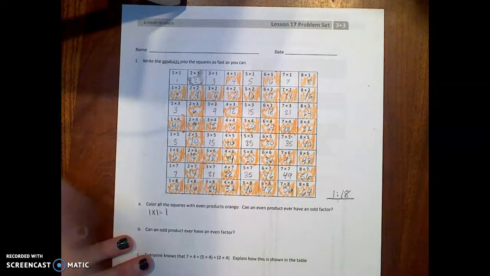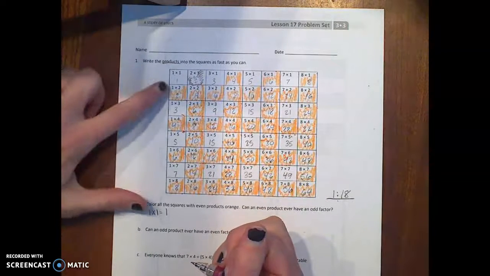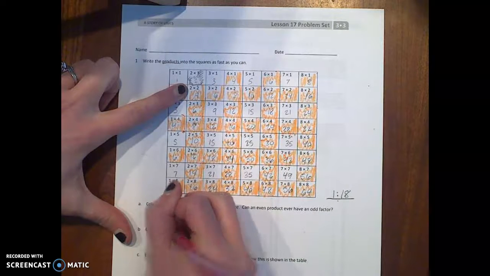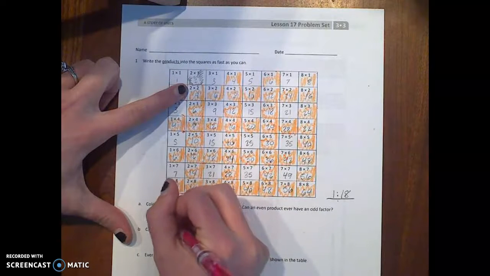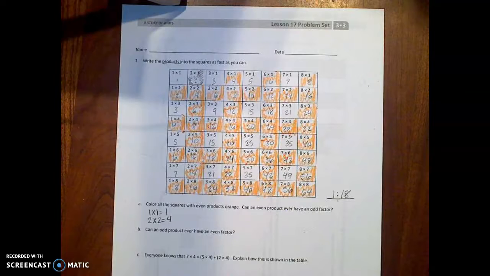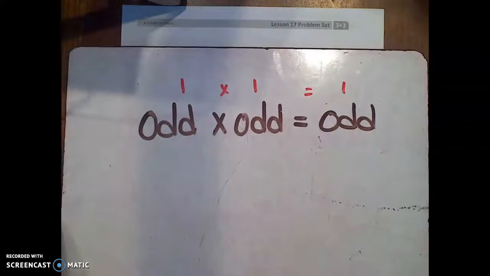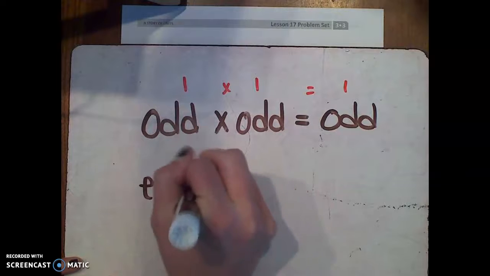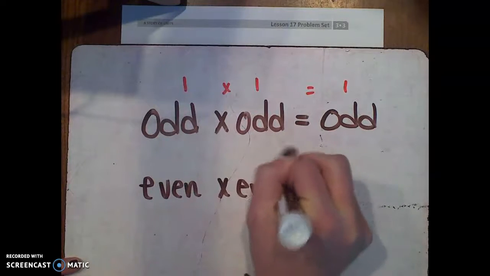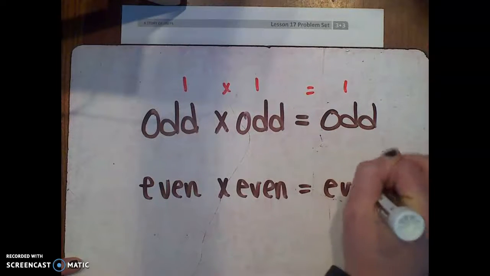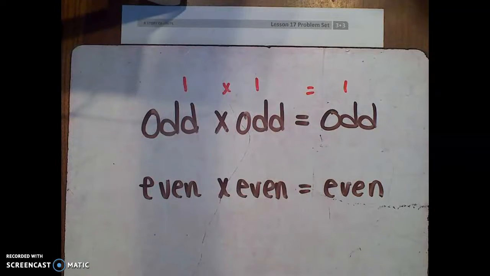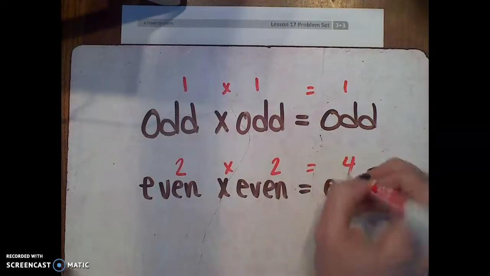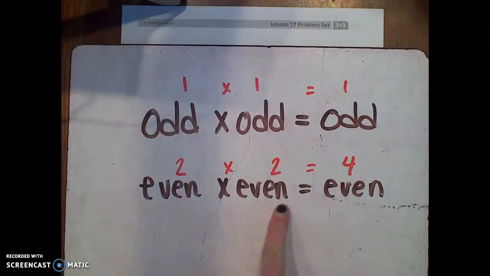What about even times even? Let's do 2 times 2. We know that 2 times 2 equals 4. Okay, let's make a note of that too. Even times even equals even. And I'm going to put a little reminder here. 2 times 2 equals 4. 2 is even, 2 is even, 4 is even.